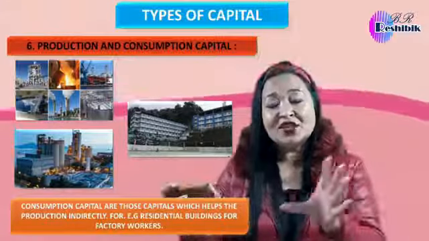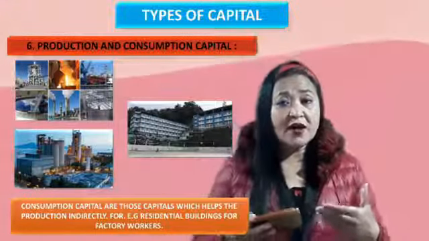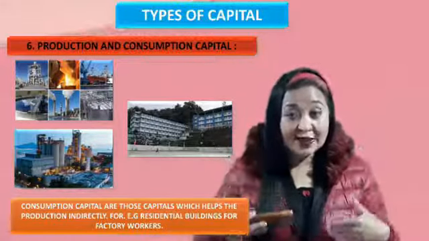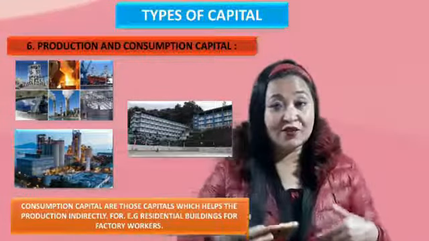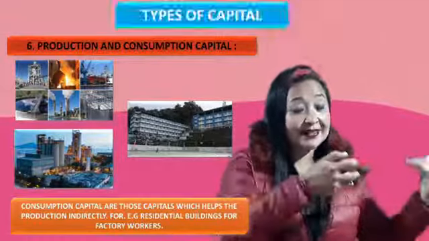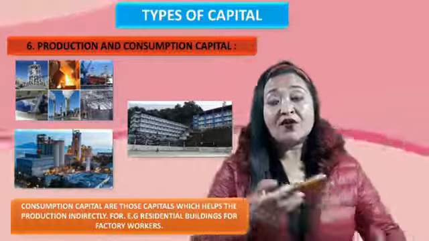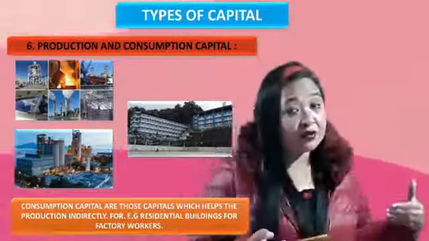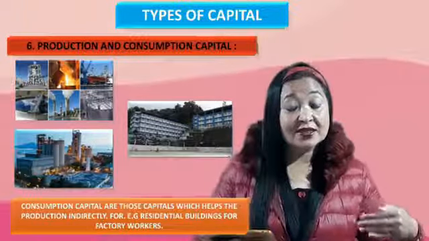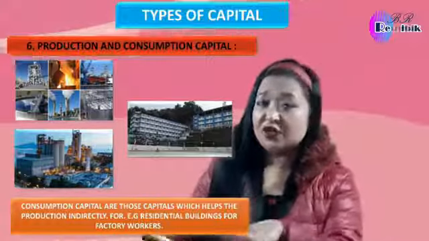Like, for example, the residential buildings for the factory workers. Factory workers require a shelter to work in the factory. To make labor present in the factory, at least they should have some shelter to stay in. Indirectly, they are staying in those residential buildings for the production of goods and services, isn't it? So the residential buildings, or the quarters, this kind of amenity is called consumption capital, which indirectly helps in the production process.